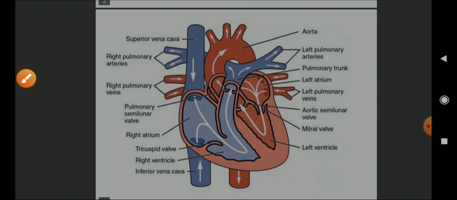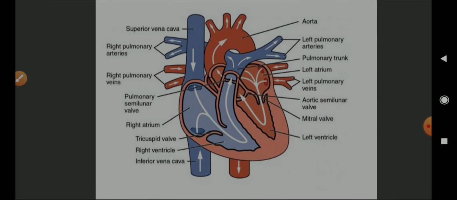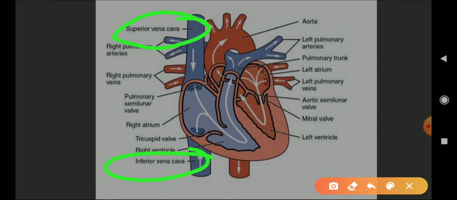This diagram shows the circulation inside the heart, from where the deoxygenated blood enters. Let me revise once again what we saw in the previous episode on the external structure. The deoxygenated blood enters from the superior vena cava and the inferior vena cava into the right auricle. From the right auricle it enters the right ventricle, and from the right ventricle through the pulmonary trunk into the lungs. After purification in the lungs, it comes out and enters the left auricle.